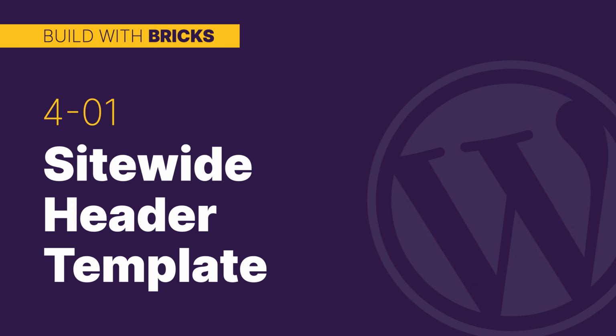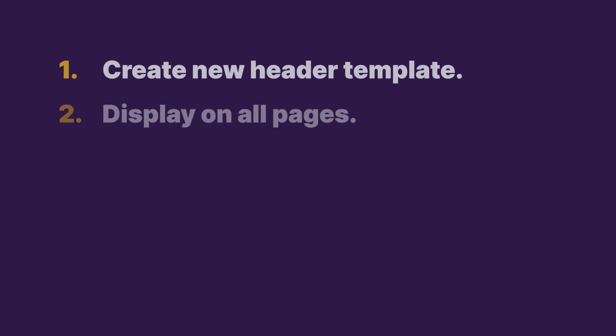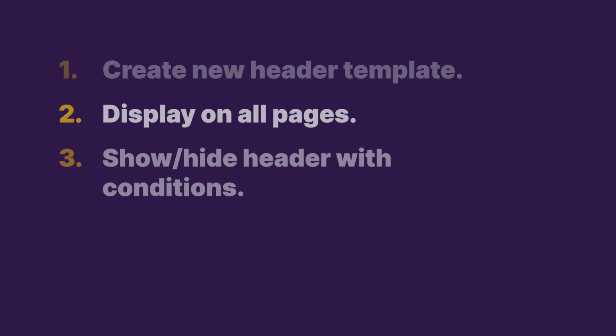In this lesson, we'll create a site-wide header template that'll appear on every page of the site. We'll first create a new header template as a starting point. I'm going to show you 3 ways you can do that. We'll tell Bricks to display this new template on all pages site-wide, and you'll learn how to use conditions to show or hide your header under certain conditions. And then in the lesson after this one, we'll attend to the actual design, including designing the nav menu for both desktop and mobile. Let's go.